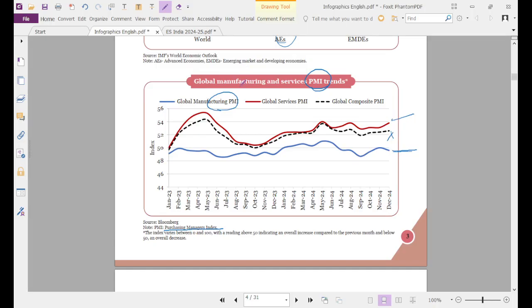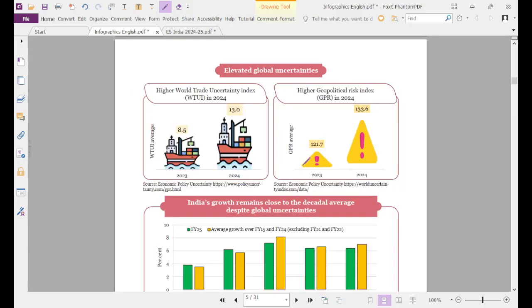It indicates both the manufacturing and service sector. If you know the economic pyramid, the agriculture sector lies here, then the manufacturing sector and the service sector, right? That's how the economic pyramid functions. So the focus here is that it measures the manufacturing and service sector. Okay, so next, elevated global uncertainties.